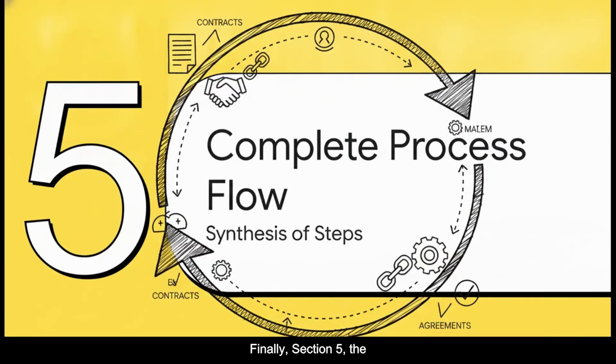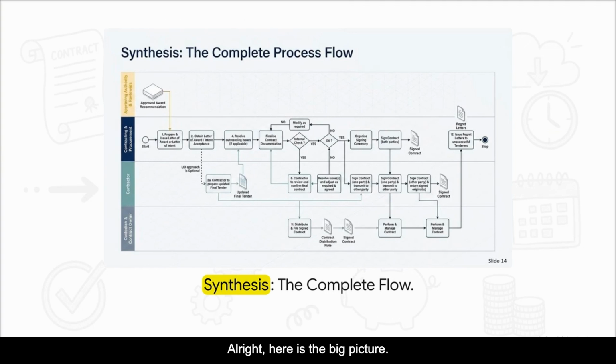Finally, Section 5, the complete process flow. All right, here is the big picture. This is the entire ecosystem working in harmony. Notice how our cast of characters, the approving authority, CNP, the contractor, and the custodian, form these distinct swim lanes of responsibility. You can trace the journey perfectly, top left to bottom right.